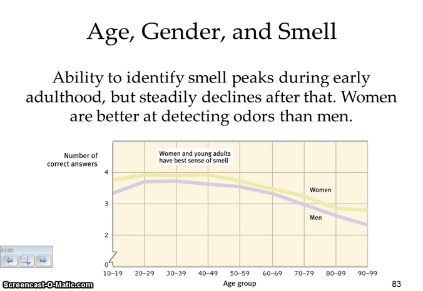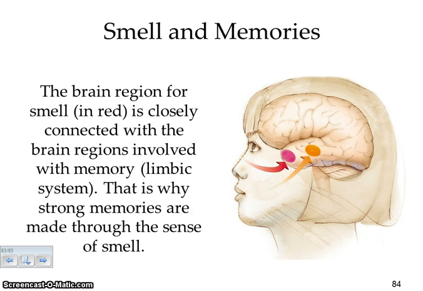So age, gender, and smell. As we get older, we do notice that there is a decline in the sense of smell, which is going to decline their sense of taste. So older people sometimes overseason stuff. They don't season at all because they really have just not been able to smell it enough to taste it. Women are better at detecting odors than men.